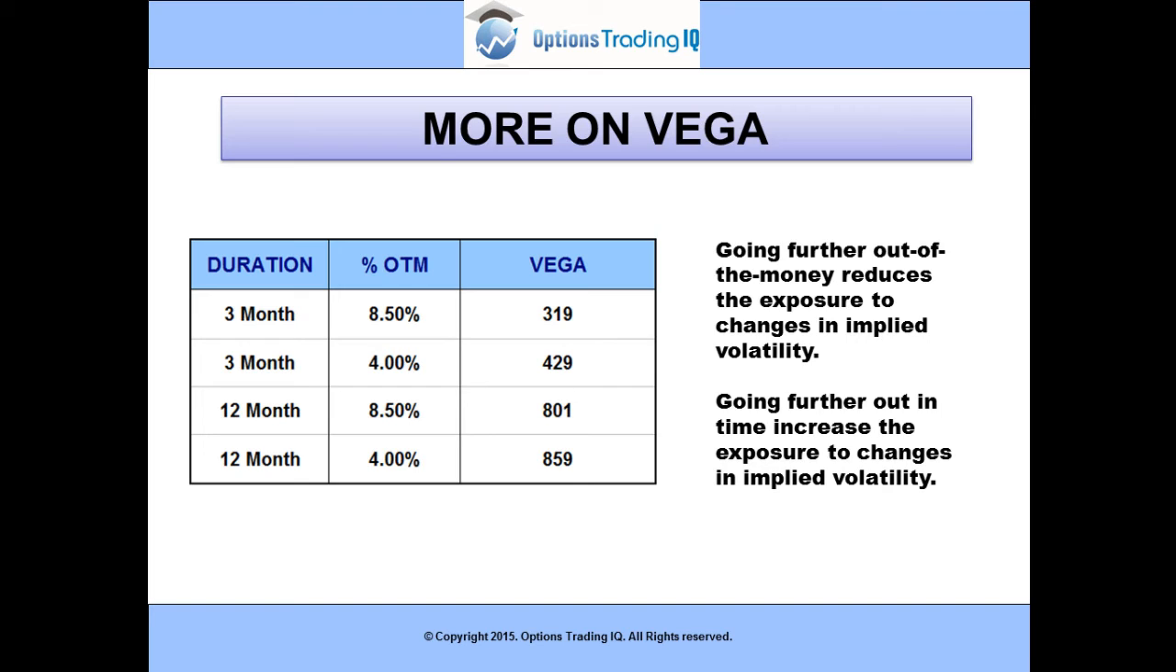So the second two lines there, we've got the same trades in terms of distance away from the stock price, but we've gone out to 12 months in duration, and you can see a big jump in the VEGA exposure, so 801 and 859 there, so around double or a bit more.